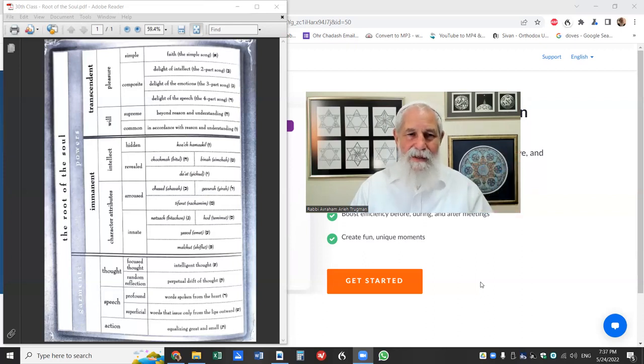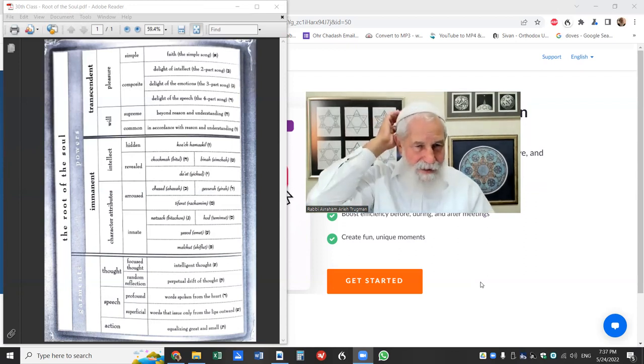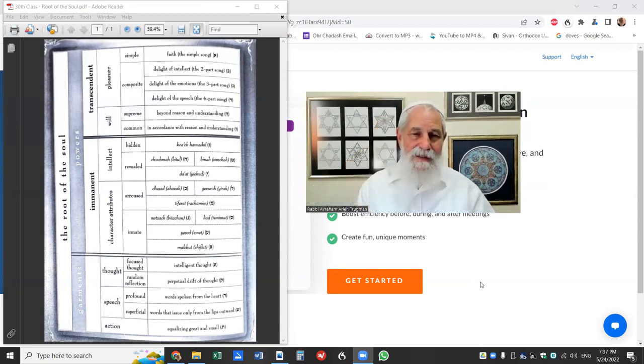So the 7 lower sefirot, sometimes called the midot, the character attributes, are divided into the aroused and the innate. The innate is netzach, hod, yesod, and malchut. And netzach is victory, eternity. Hod is thanksgiving, acknowledgment, glory. Yesod is foundation, and malchut is kingship, sovereignty. And so these are less emotional and more intuitive, more behavioristic.